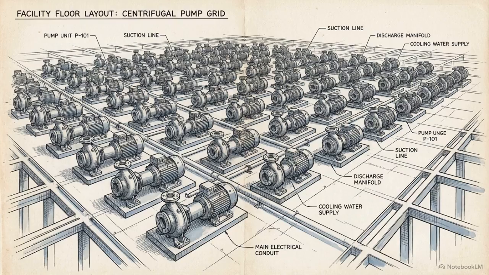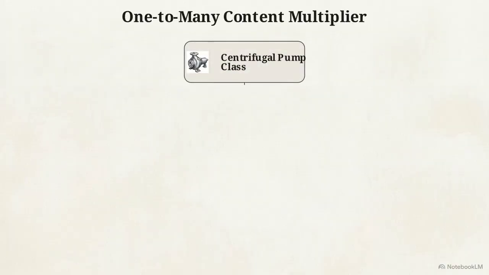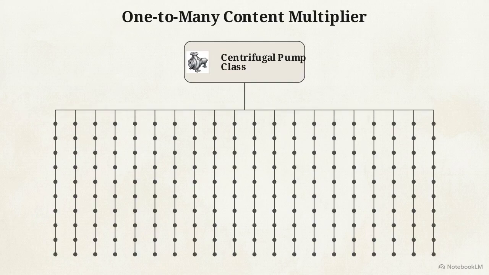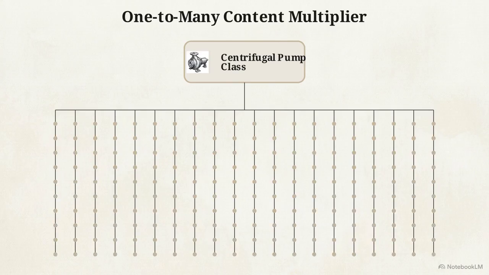This brings us back to the core challenge. How do engineers efficiently build maintenance plans for 200 individual pumps without doing the work twice? The solution is the one-to-many content multiplier strategy. Because all assets within a specific class share identical mechanical operations, the reliability engineer only needs to develop the preventative maintenance plan once at the class level. That single master plan then propagates downward, applying the correct maintenance routine to all 200 individual physical assets within that class at the same time.